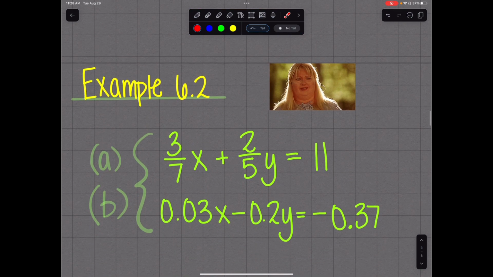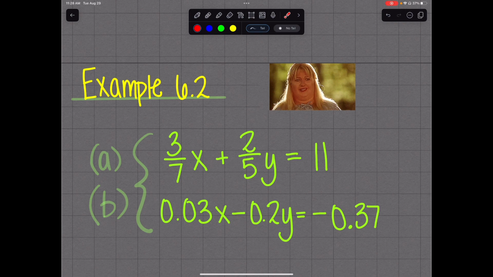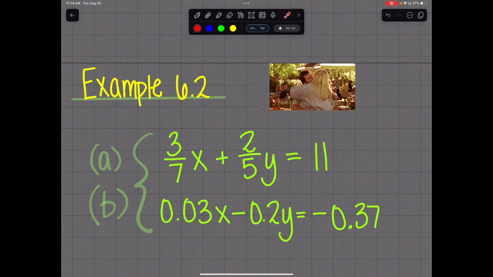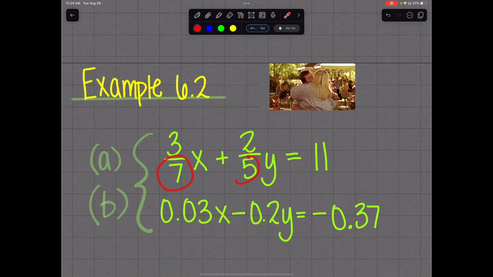It's example 6.2. And this is the concept of adding these equations together. Okay, this is just what we learned. Let's get rid of these fractions by multiplying this whole equation by 35. That's the least common multiple of the 7 and the 5.